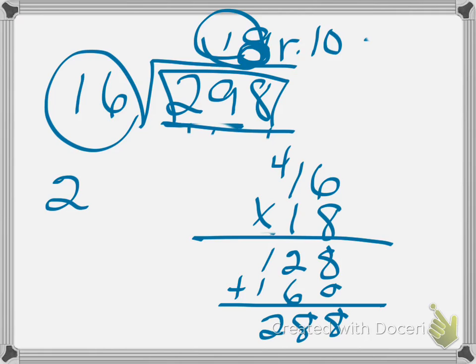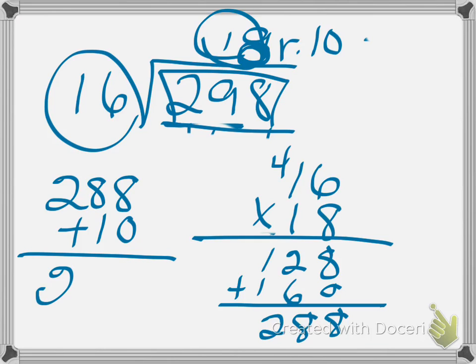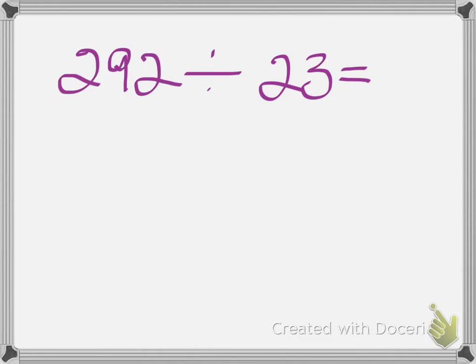So now I have 288, but I have to add on my remainder, which was 10. So I get 298, which is the number that I start with. So I know I have the right answer. Did you get the right answer too? I hope so. Let's try and check the last one, and then we'll be done.